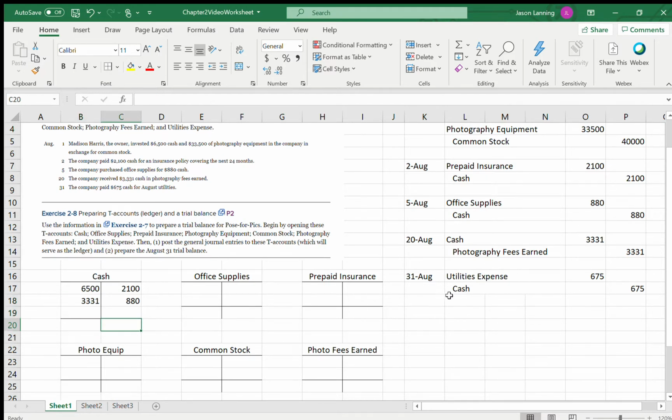And the last one here on August 31st, we had a credit to cash for $675, so we will put that there. Now, cash being an asset has a normal balance in the debit. Remember, our assets, dividends and capital withdrawals, and expenses have normal balance in the debit, where liabilities, capital contributions, and revenues have normal balances on the credits. So for cash, we'll add up our debits and subtract our credits. In debits, we have $9,831. In credits, we have $2,100, $880, $675. And as we subtract those, we get what?